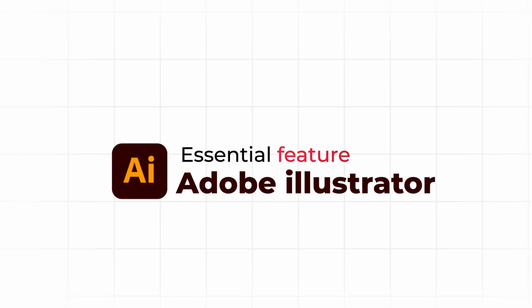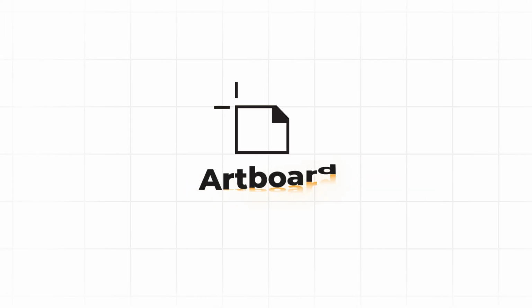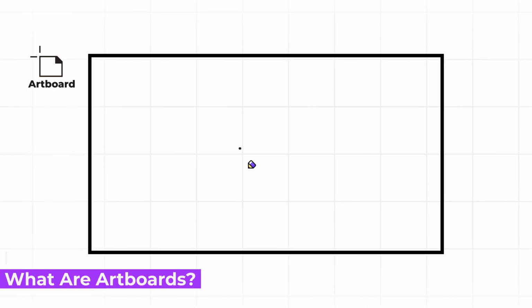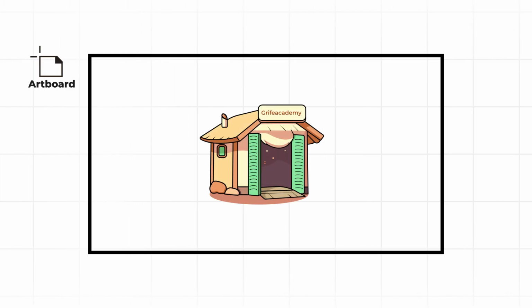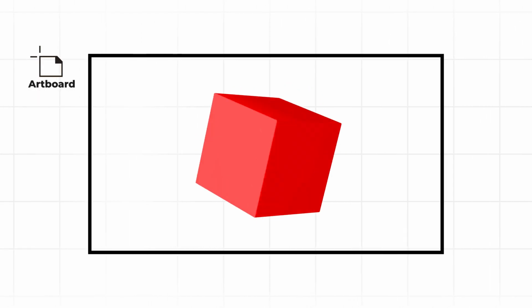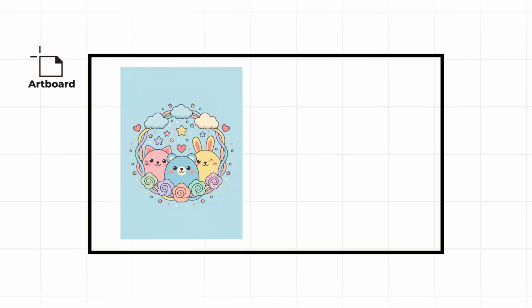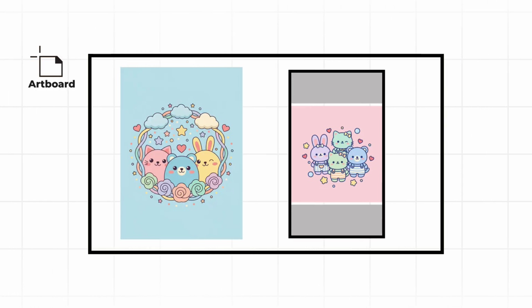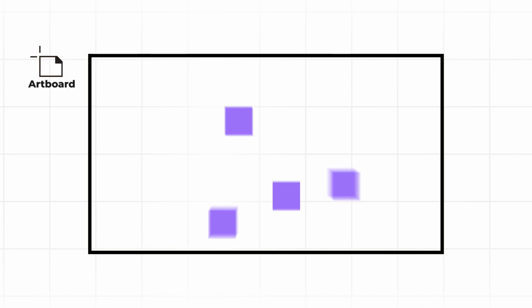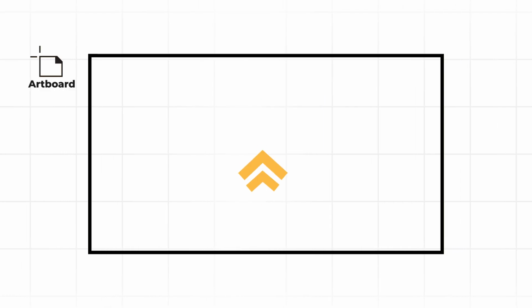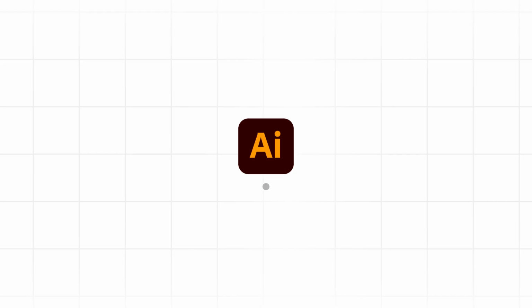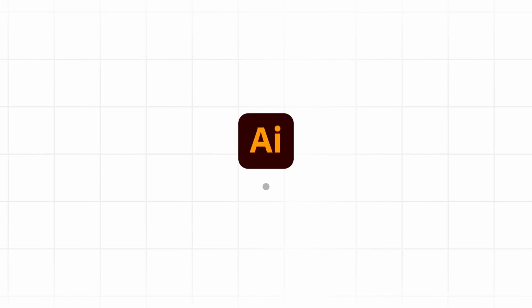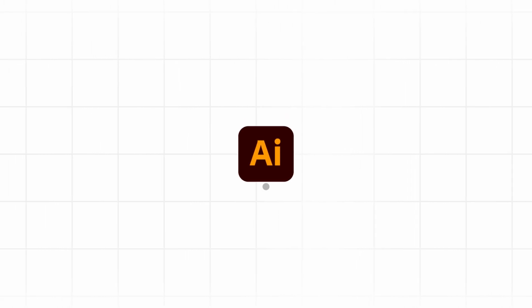Today we're diving into one of the most essential features in Adobe Illustrator, the artboard. Think of artboards as your creative canvases, little stages where your ideas come to life. Whether you're designing a bold logo, a vibrant poster, or a scroll-stopping social media graphic, artboards help you organize, scale, and export your designs like a pro. So grab your coffee, open up Illustrator, and let's explore how artboards can totally transform your creative workflow.